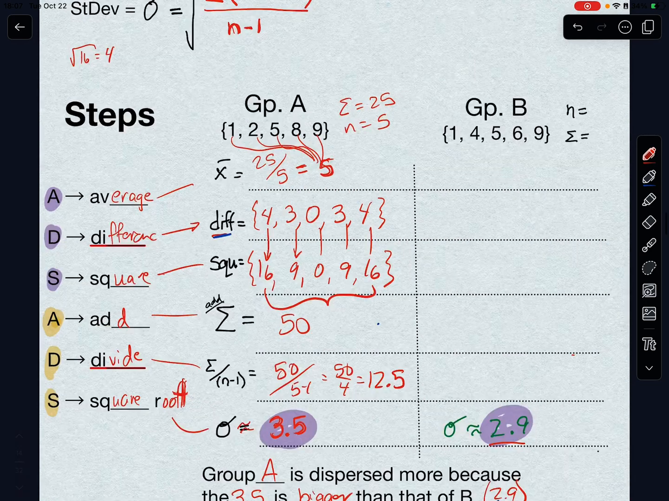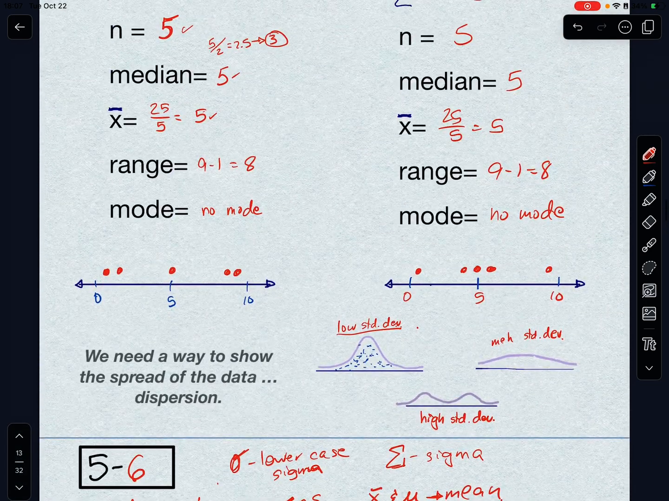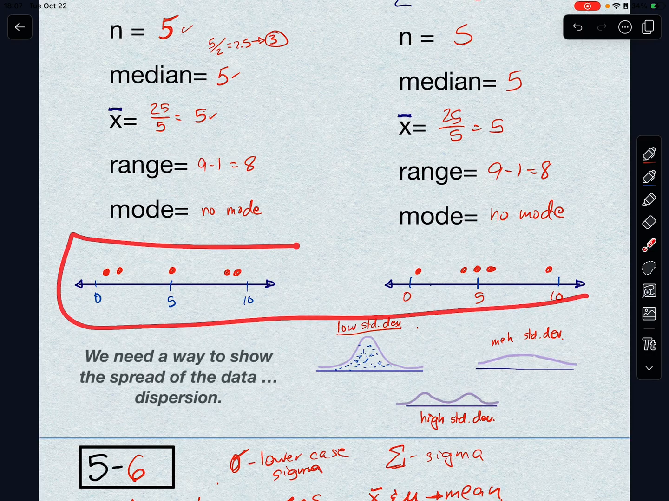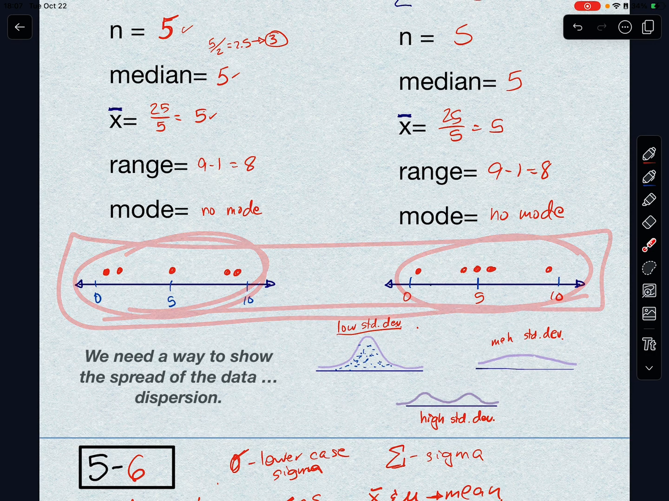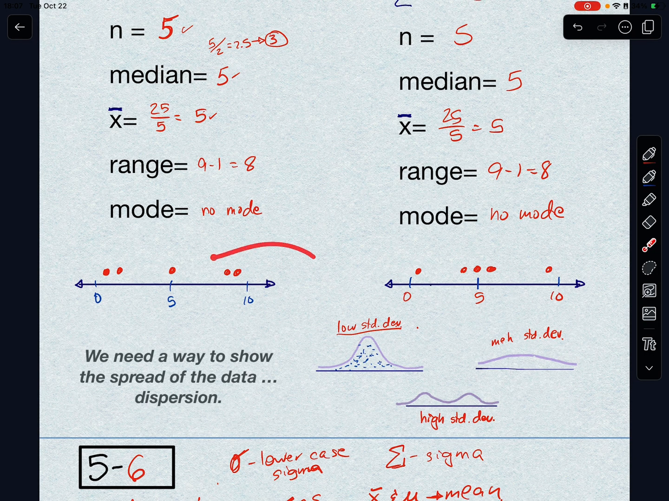And you could see that if we go back to the graph. Remember the little dot plots that we made back here? The dot plot is more spread out here than it is here. So that's what that number is showing us, 3.5, 2.9.